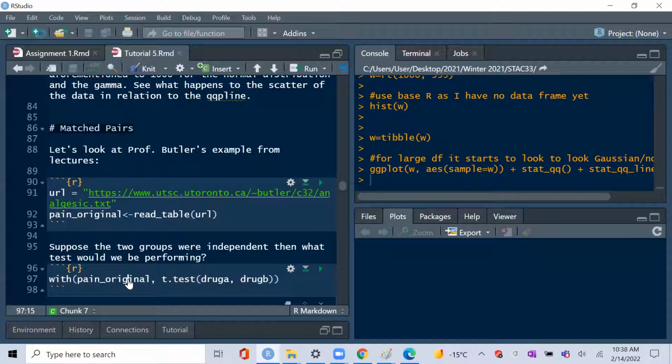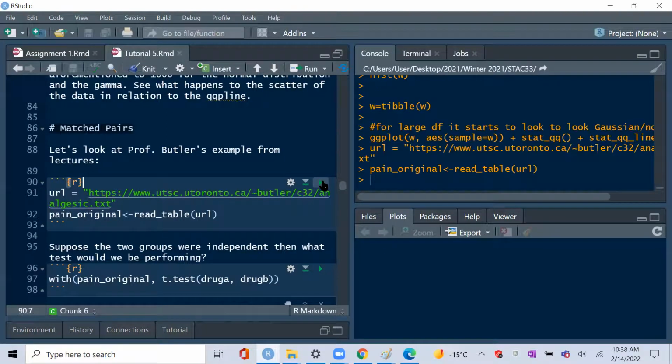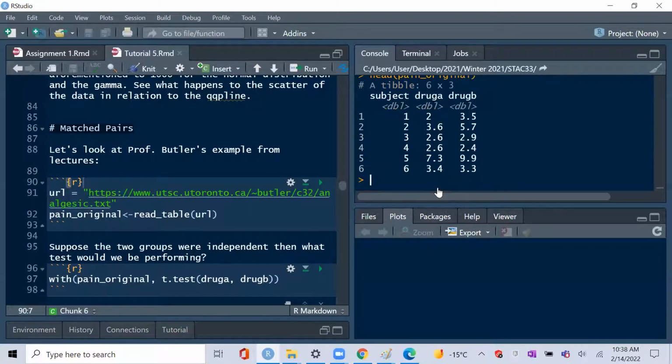So anyways, let's look at an example from the prof's lectures. So I'm going to use the pain test. They're looking at a test, trying to see which drug is better. Naturally, to control the variation between subjects, one thing they thought to do was to perform a study where they give the drug to the same people twice.